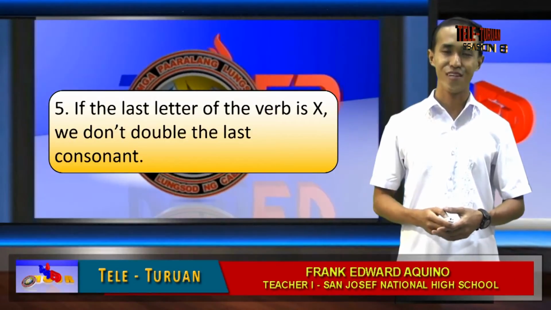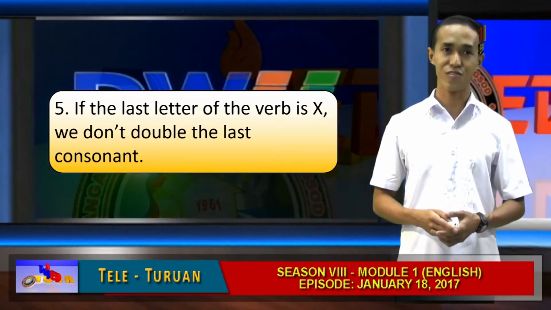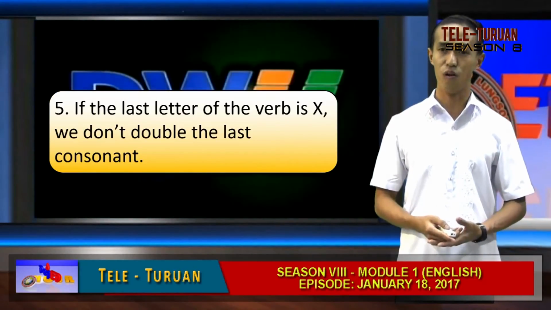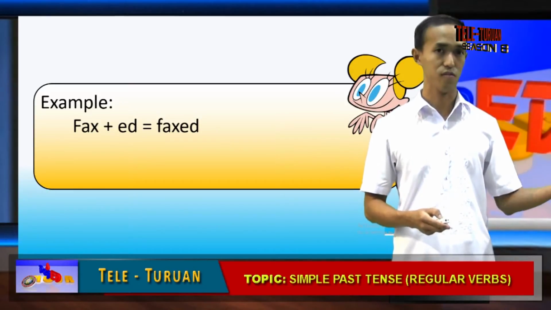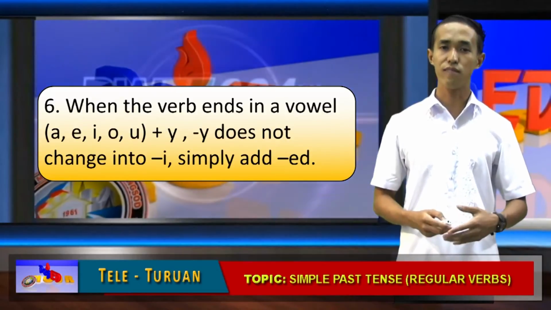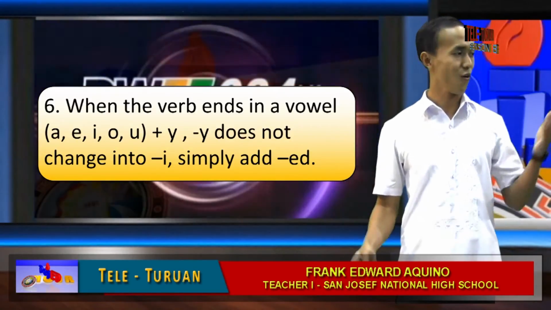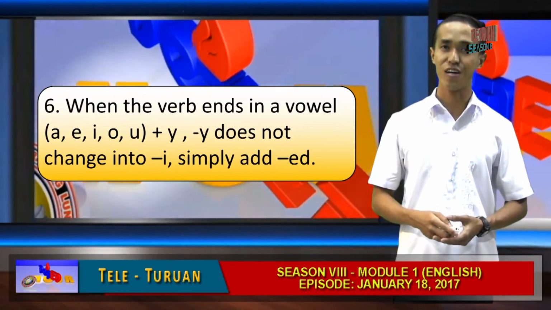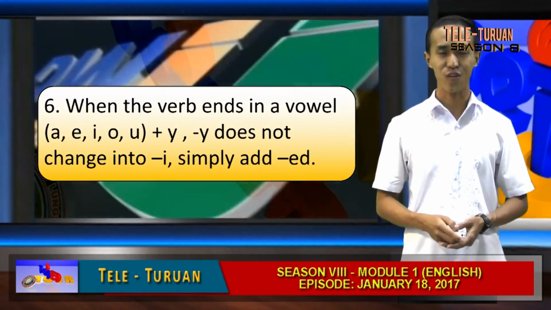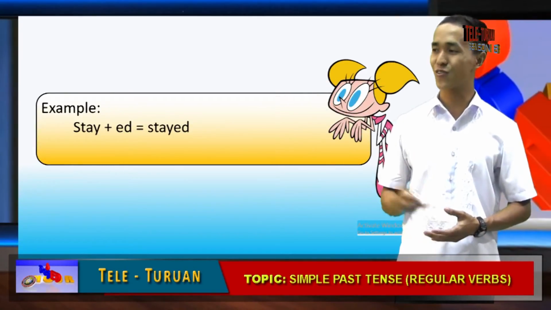Number 5. If the last letter of the verb is X, we don't double the last consonant, like in the example, fax. So we will have the word faxed. And last, when the verb ends in a vowel like a, e, o, u, plus y, y does not change into i, just simply add ed. Like for example, we have stay, that would be transformed into stayed.